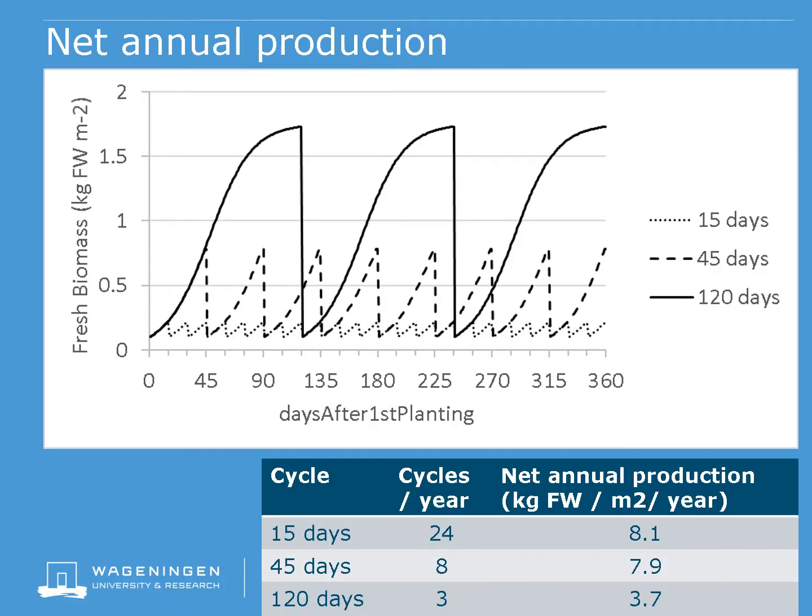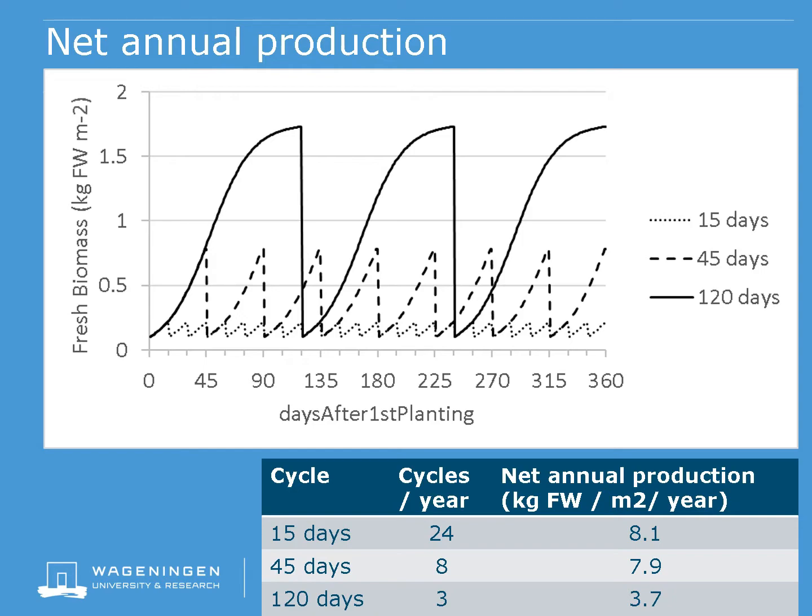Calculating net annual production allows for comparing cultivation systems with different cycles, such as here for harvesting once every 15 days, 45 days, or 120 days. A short cycle of 15 days gives 24 small harvests in 1 year. A normal cycle of 45 days gives 8 medium harvests per year. An extremely long cycle of 120 days gives 3 large harvests per year.